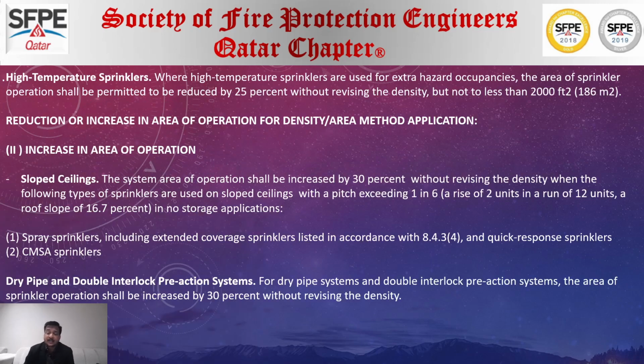And sometimes you need to increase the area of operation also. The area of operation needs to increase by 30% if you are using a deluge system or a dry pipe system, because initially there will not be any water available in the piping network. When the detection system is activated, it triggers the deluge valve to open, which causes water to flow into the pipe, and there will be a certain delay for the water to move inside. To accommodate the delay, we need a higher amount of water to control the fire. That's the reason for the 30% increase in the area of operation.